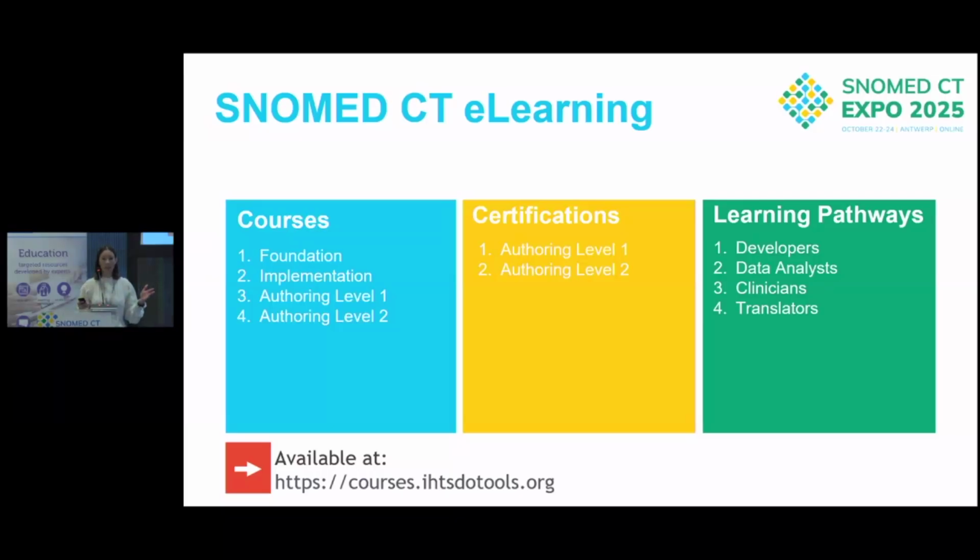So the implementation course is actually 17 modules, and it covers different topics. So if you just want to learn about maps, you can just go in and learn about maps. Or if you wanted to learn about information models or data exchange, you can just go in, and each of those modules does tend to have a tool that you can go and practice those skills in, like Ian mentioned. Authoring level 1 teaches you the basics of SNOMED CT authoring and prepares you for the authoring level 1 certification exam. And authoring level 2 is much more advanced authoring skills. And that prepares you for the level 2 certification there.